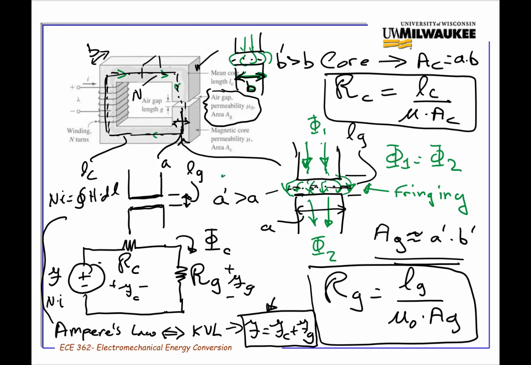So I think we need to end right there, but what we've been able to do is apply a magnetic circuit to begin to understand what's happening in this structure. And it's also important to note that the area of the gap is greater than the area of the core because of fringing.